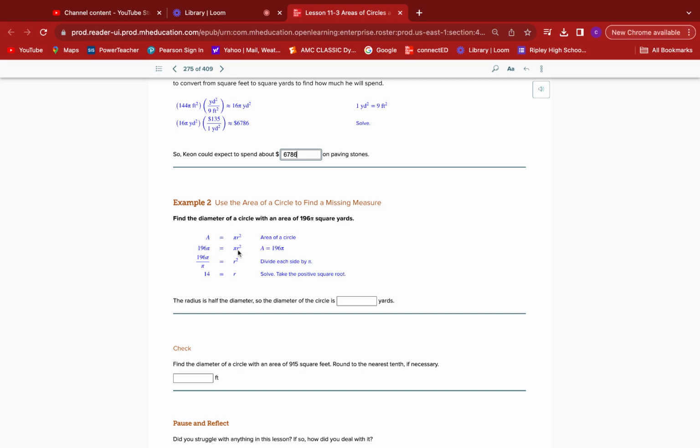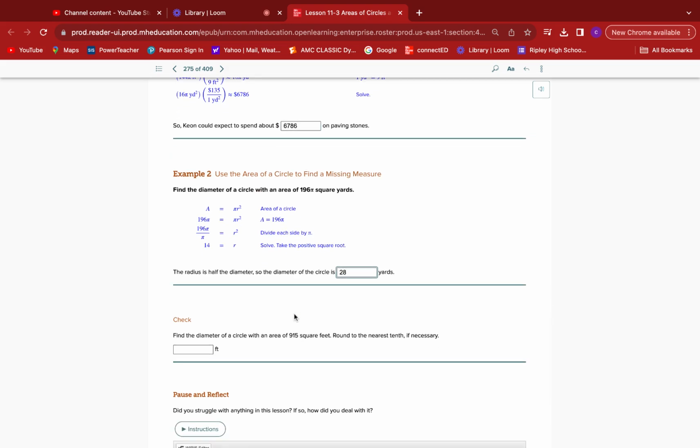You're going to first off do the opposite of multiplying by pi, and that's to divide by pi. And these little symbols cancel out, leaving 196 equal to r squared. And the opposite of squaring is to square root the 196. And you get 14, and that is your radius. Be aware of what you're solving for and what the problem's asking for. Radius is 14. They ask for the diameter, double it to get the diameter. All right, so 14 times 2 is 28. And we got 28 yards. Okay, there's example number 2.